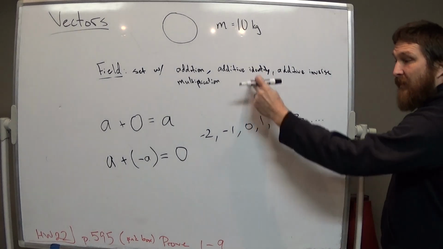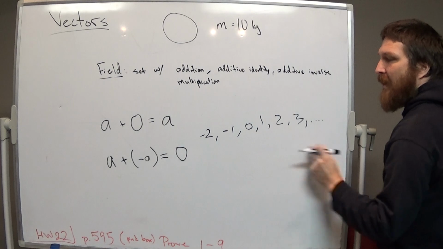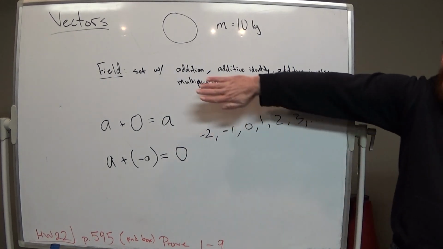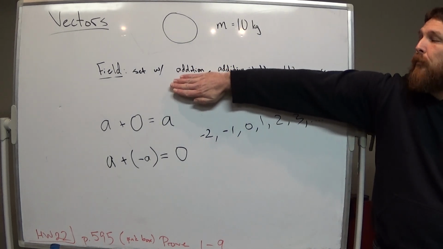We're good to go. It has the additive identity. Every element has its additive inverse. Cool. And in fact, if that's all you have, what you have is not a field, but it's what's called a group.